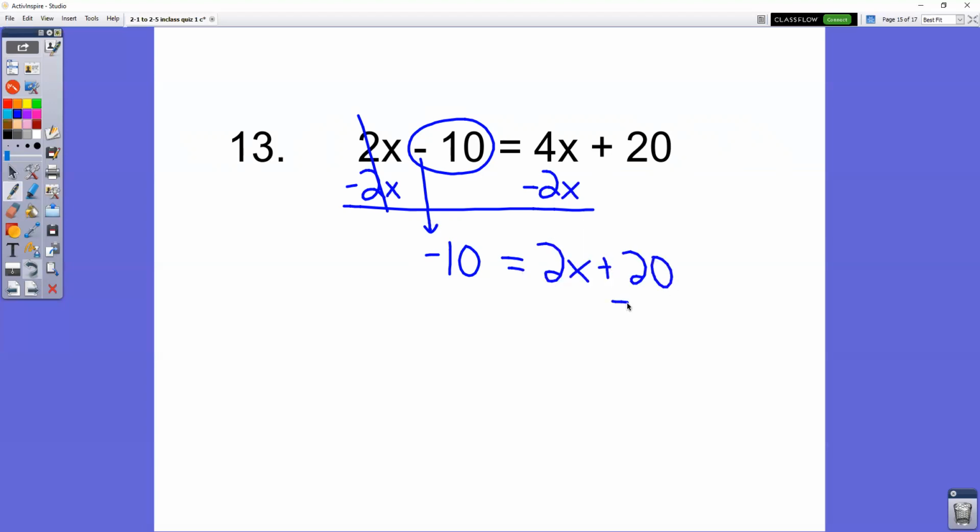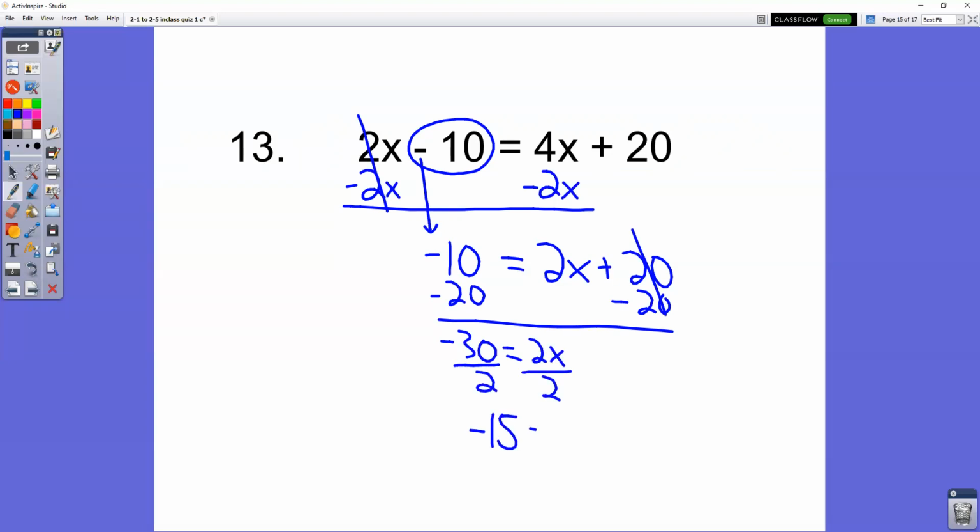So now you just have a two-step equation, minus 20, minus 20. So we have negative 30 equals 2x. Divide by 2, divide by 2. You get negative 15 equals x. Again, be very, very careful with this part. You had to bring down a negative sign in front of that.